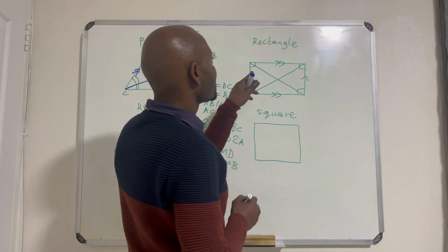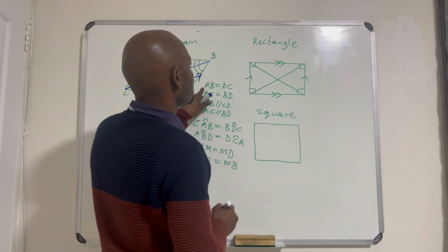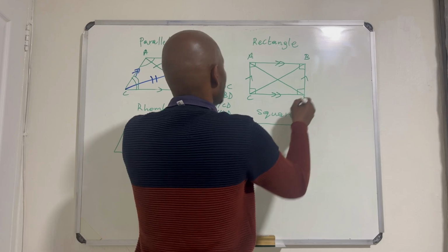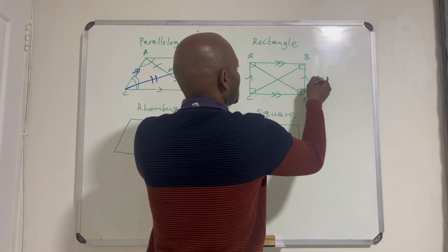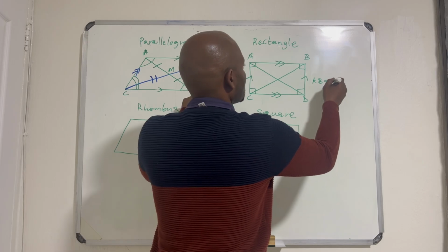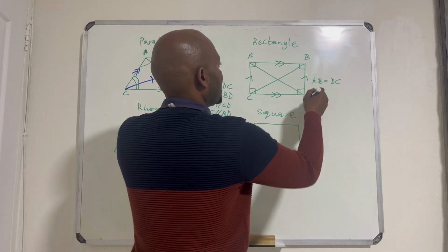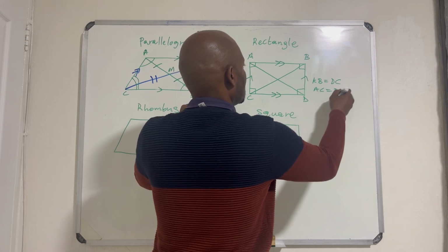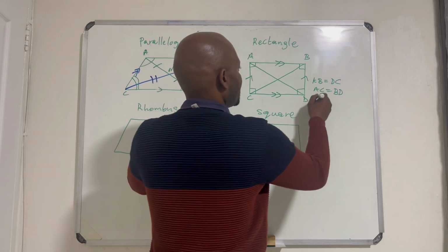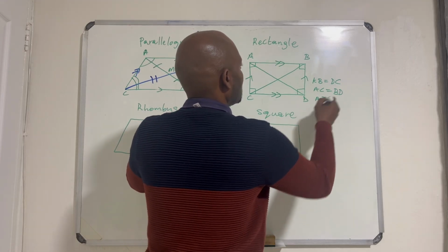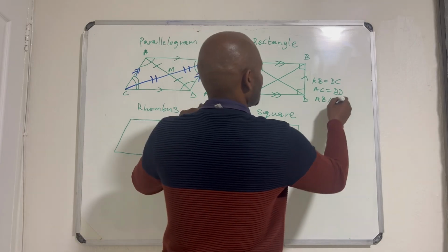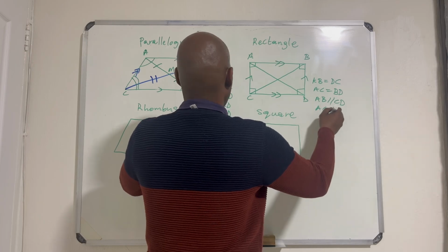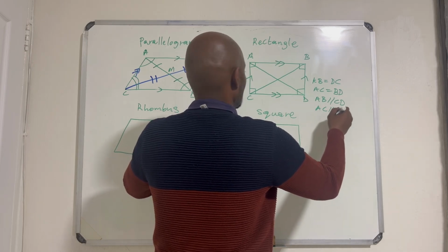Therefore, the properties of a rectangle: if this is A, B, C, D, we still have AB equal to DC. We still have AC equal to BD. We still have AB parallel to CD. We still have AC parallel to BD.